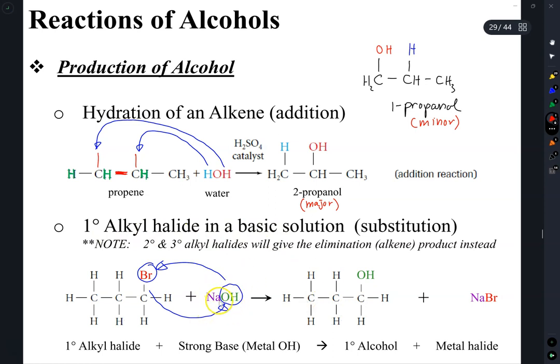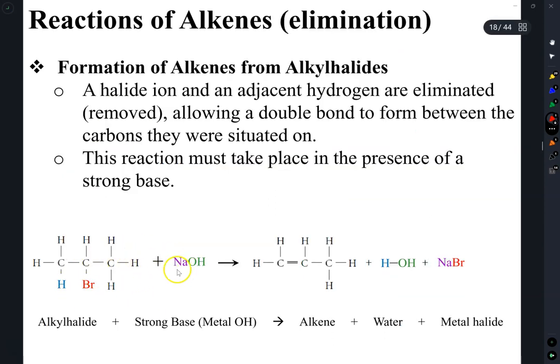If you try to add a strong base to an alkylhalide and it happens to be a secondary or tertiary alkylhalide, as we saw earlier, this would result in an elimination reaction, not a substitution, forming an alkene, water, and your metal halide, so the salt. So you notice this is a secondary alkylhalide because the halogen is sprouting out from this carbon, which is attached to 2 other carbons, allowing it to move off in 2 separate directions.